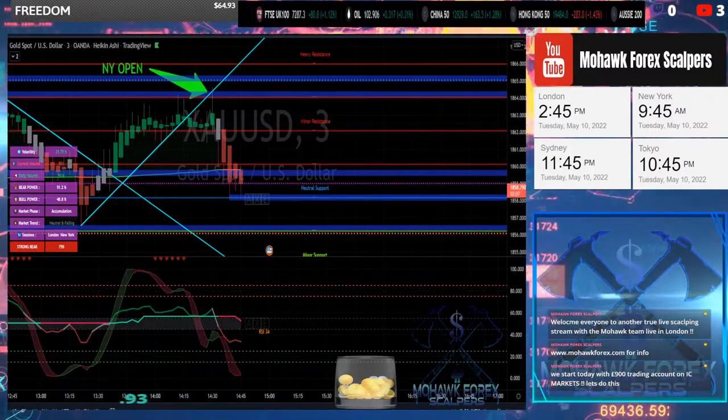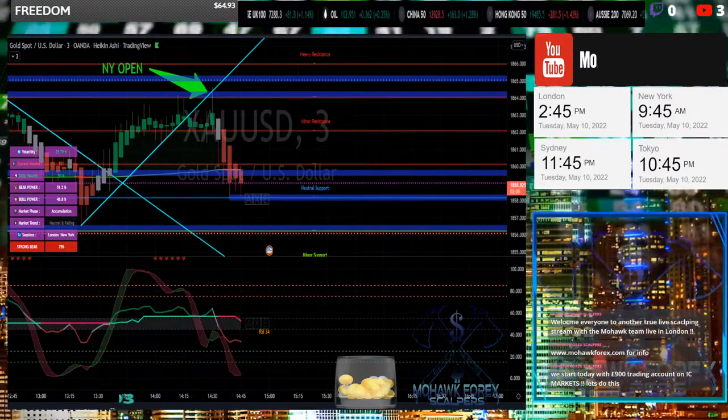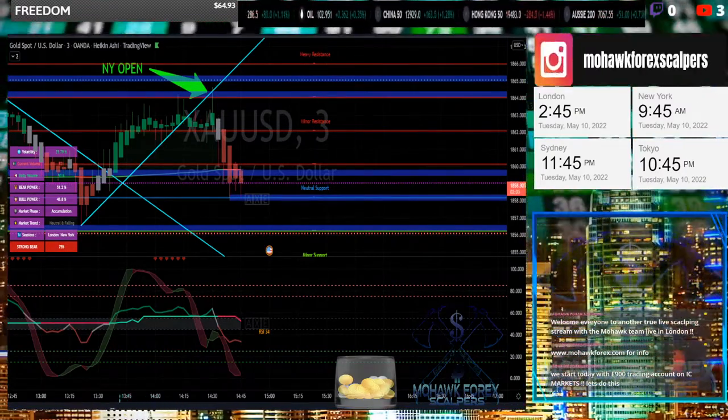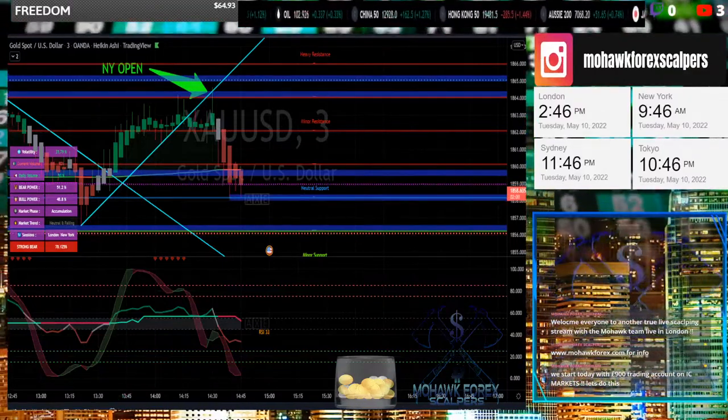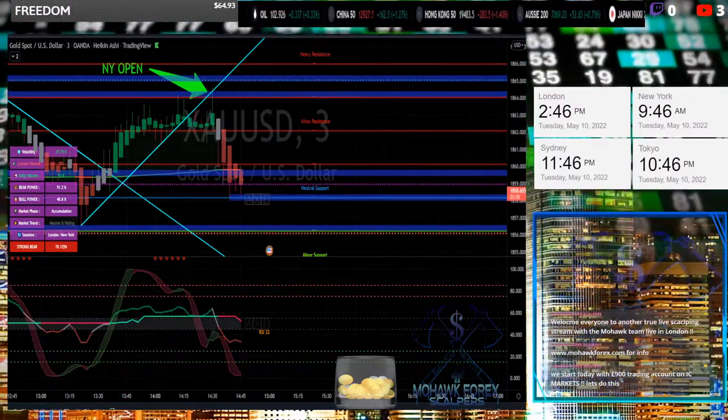$18.60 is that higher time frame pivot. That's that whole zone right there. I'd be waiting to see a good break away from it before I did anything.